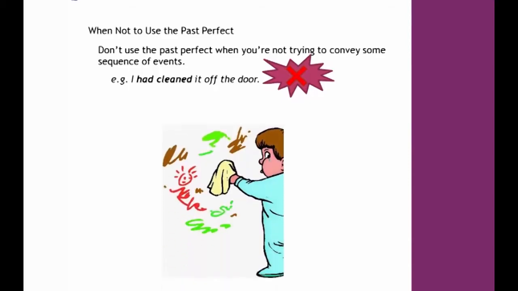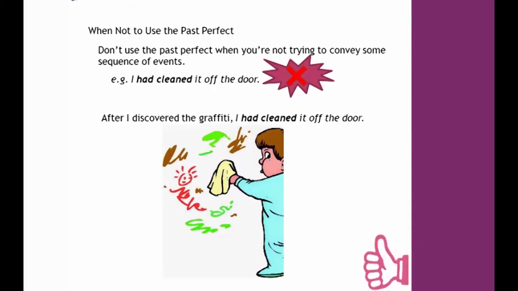But look at this one. After I discovered the graffiti, I had cleaned it off. So, there were two actions done. Discovered the graffiti, and then I had cleaned it off. Discovered and cleaned. So, this is what I mean by when to use the past perfect. The first example does not use the past perfect because it didn't convey a sequence of events.